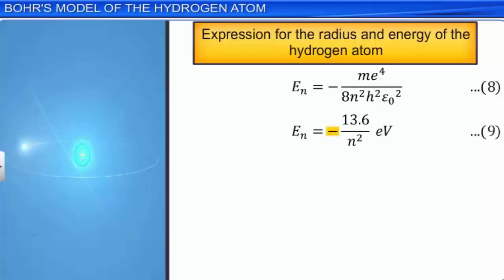The negative sign of the total energy of an electron moving in an orbit means that the electron is bound with the nucleus. Substituting n equal to 1 in equation 9, we get the energy of the first orbit, E1, equal to minus 13.6 electron volts. This is the lowest energy state of the atom and is called the ground state. Thus, the minimum energy required to remove the electron from the ground state is 13.6 electron volts. This is called the ionization energy of hydrogen atom.